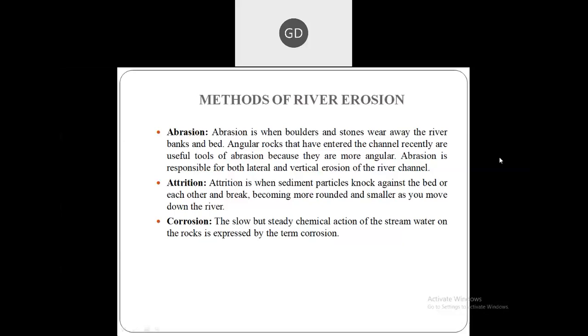Then the last one is corrosion. Corrosion is basically a very slow and steady process of chemical action of the stream water, especially the solvent action. The extent of corrosion depends upon the composition of the rocks and also on the composition of the flowing water. So this is about the methods of river erosion.